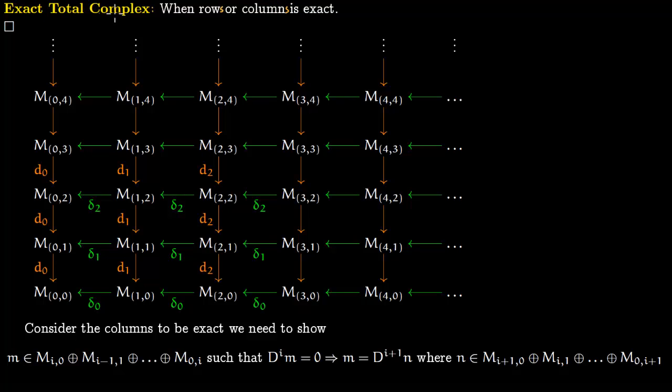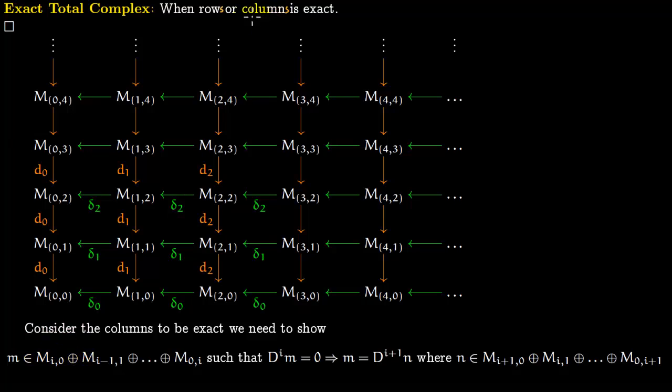That means if the total complex is exact, its homology groups are going to be 0. Obviously we can make an analogous argument for cohomology groups. So how would we show this? What is the exact statement we need to prove?